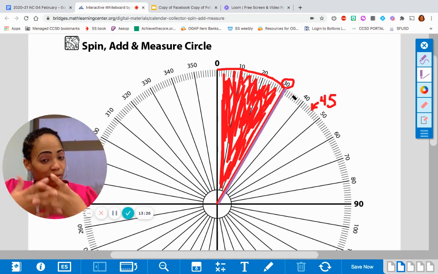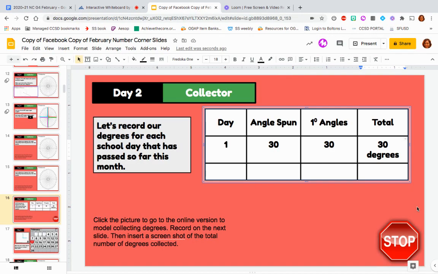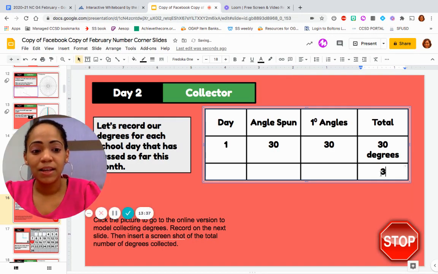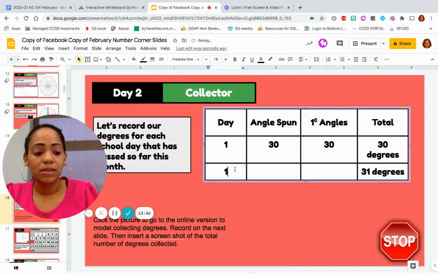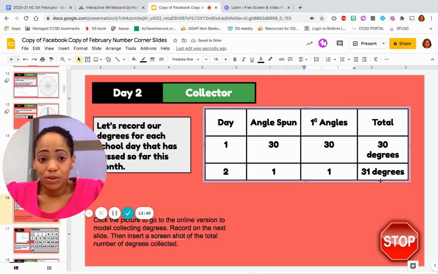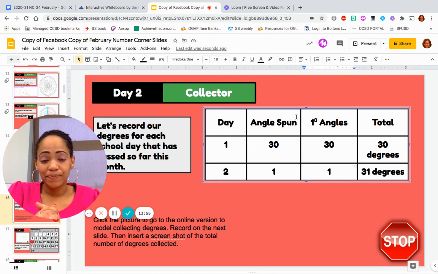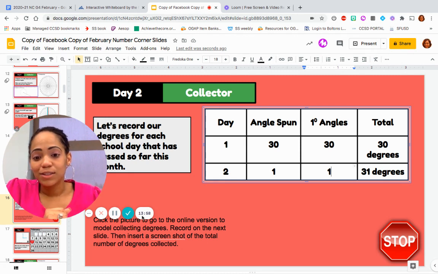So every day we're going to update our calendar collector. And I wonder how many degrees we will collect this month. So far, we have 31 degrees because we spun a 1, which means we added a 1-degree angle, which gives us a total of 31. So I wonder how many we will get this month. I'll see you guys tomorrow.